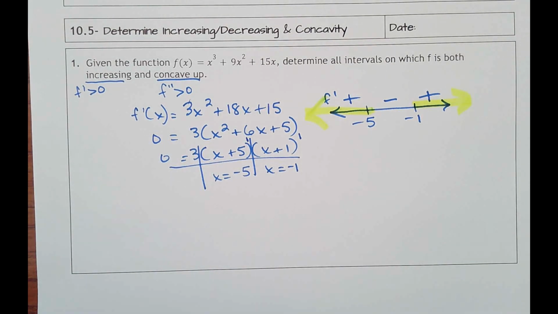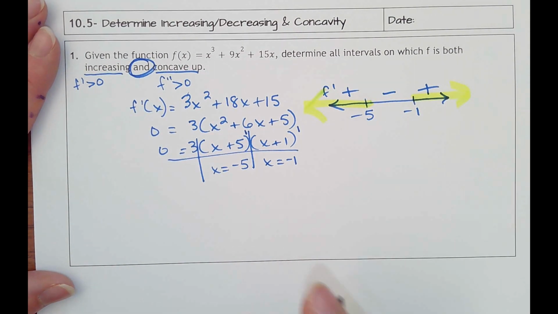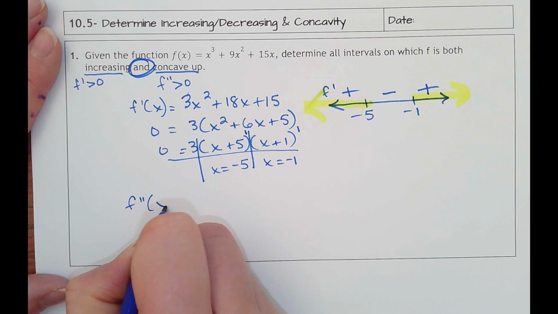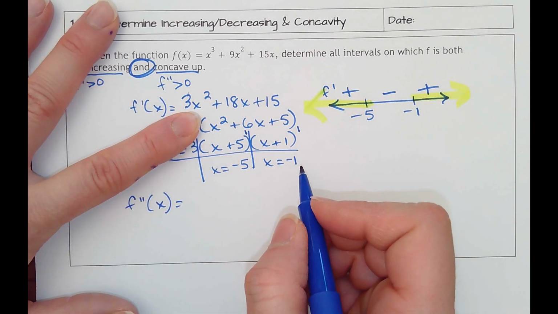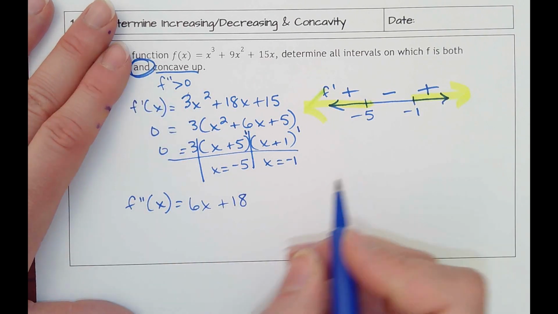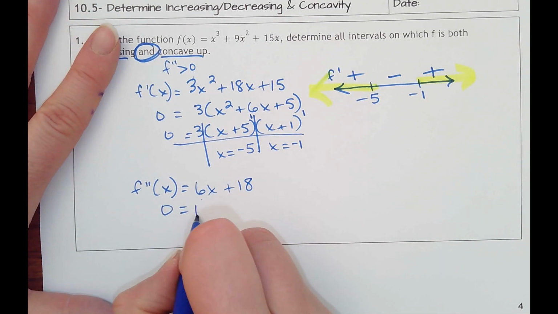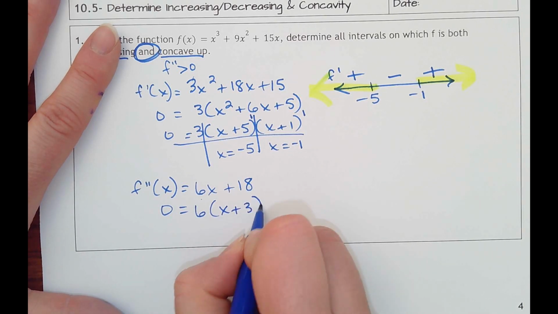But because of the word and here, I also have to do the concavity test. So I'll take the second derivative from here. 3 times 2 would be 6x plus 18. It always gets easier as you go along to solve. Factor out a 6, that'd be times x plus 3.